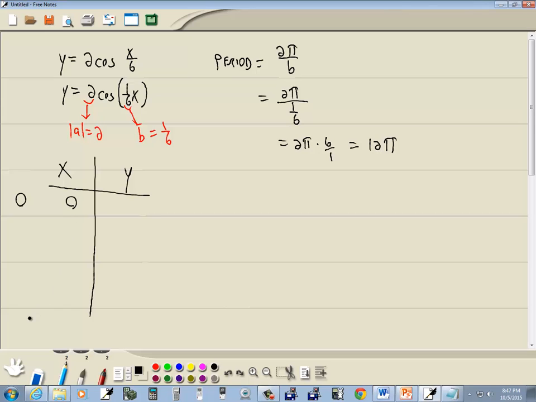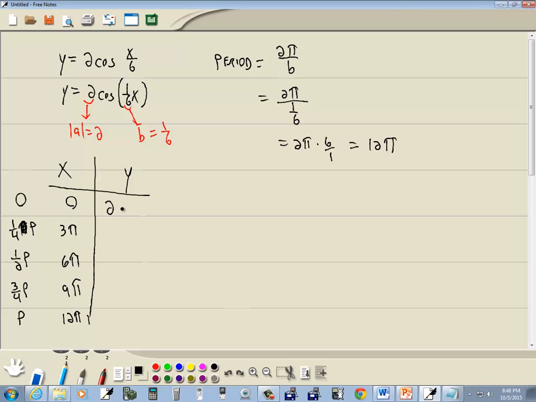First one is 0. The very last one is our period, which is 12 pi. Right here is half of our period, which is 6 pi. And here's 1/4 of a period, which is 3 pi. And here's 3/4 times our period. That shouldn't be pi there, that should be p. So 3/4 times 12 pi gives us 9 pi.